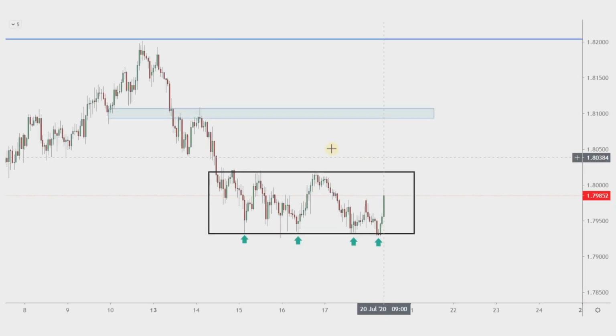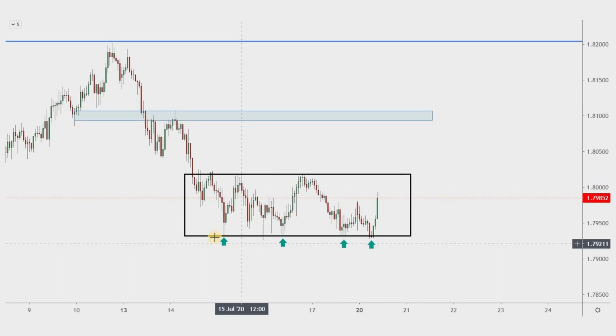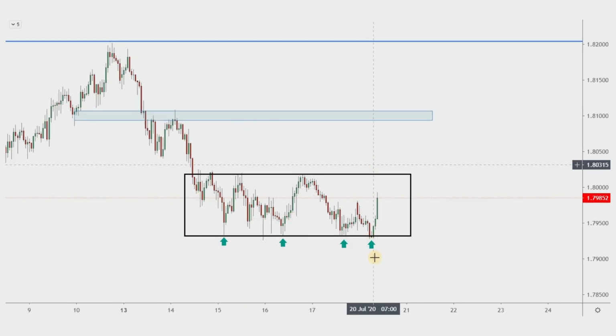Hello there. In this video we are going to explain how we can profit from the market using only one pattern, the rectangle pattern or the consolidation box.